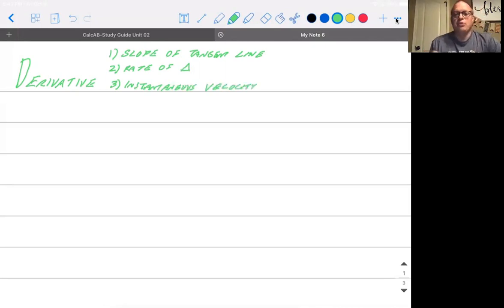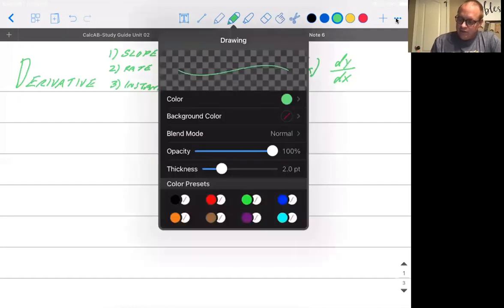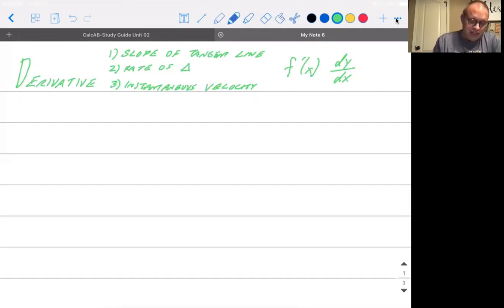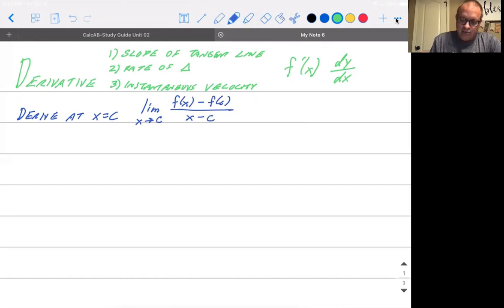Now, the notation we use with the derivative can be anything like f prime of x or the derivative of y with respect to x. We've also talked about the derivative at a point. So if we were to take the derivative at x equals c, then a formula that we can use for that is the limit as x approaches c of f of x minus f of c all over x minus c.